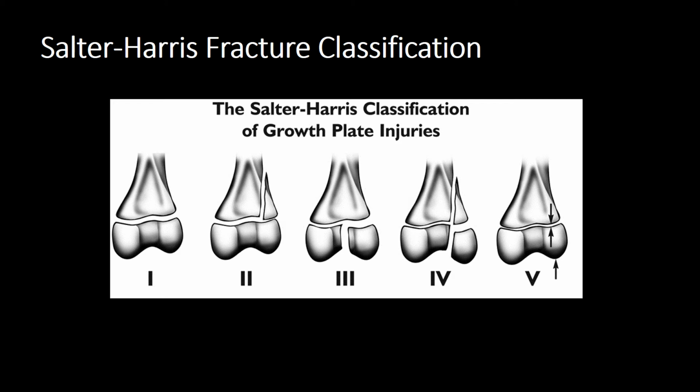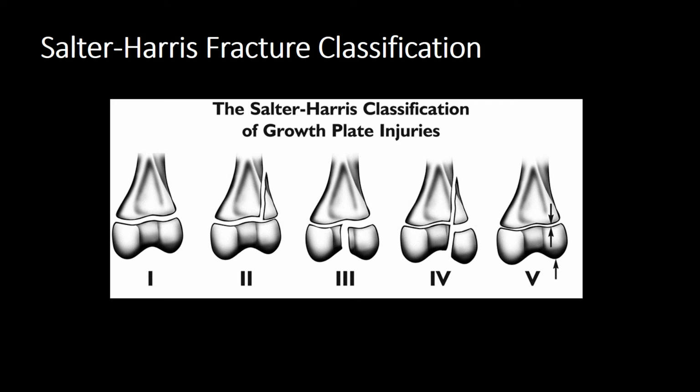Now, as you can appreciate, Salter-Harris 1 and 2 fractures are less serious and are more likely to heal well. Whereas a Salter-Harris 3 starts to become a more serious injury and prognosis can be mixed. Once you get through to Salter-Harris 4 and Salter-Harris 5 fractures, these really have very poor outcomes.